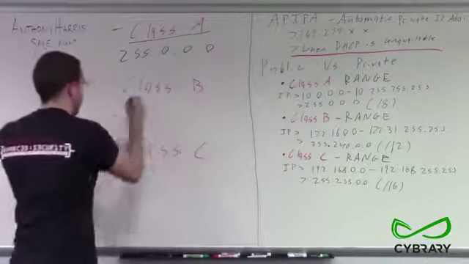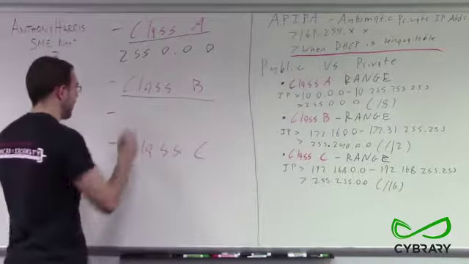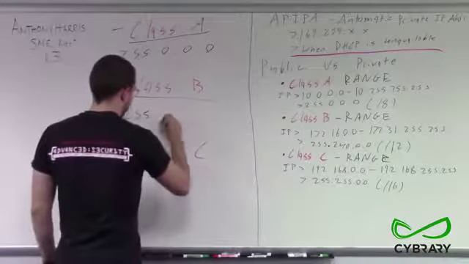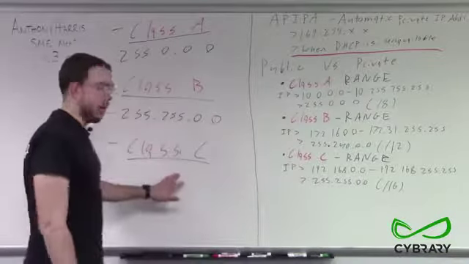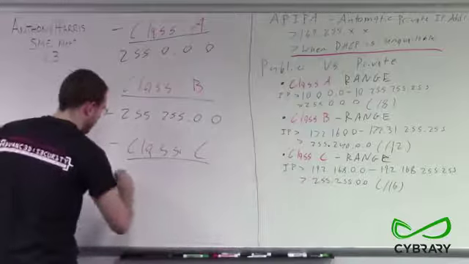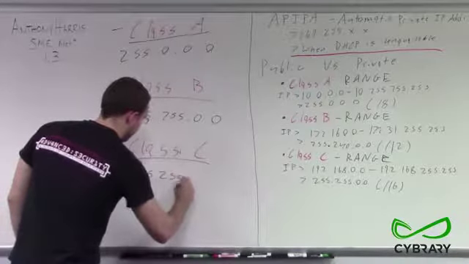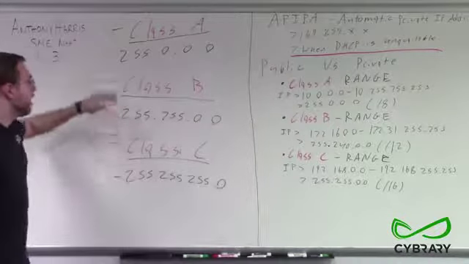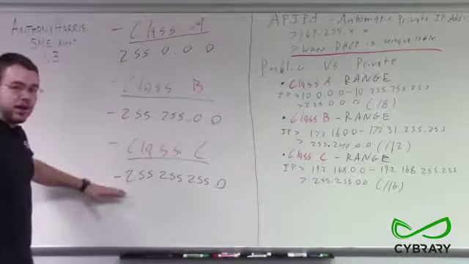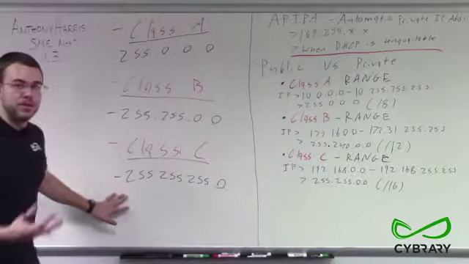255.0.0.0. Class B addresses have a default subnet mask when you're using them for addressing of 255.255.0.0. And Class C addresses have a default subnet mask when you're using them for addressing of 255.255.255.0. It's critical to remember these three because we're going to be using those again, and they're going to come up again when we're doing subnetting.